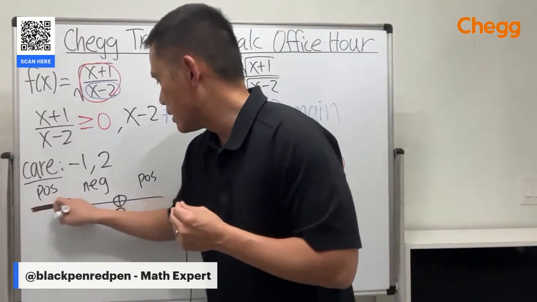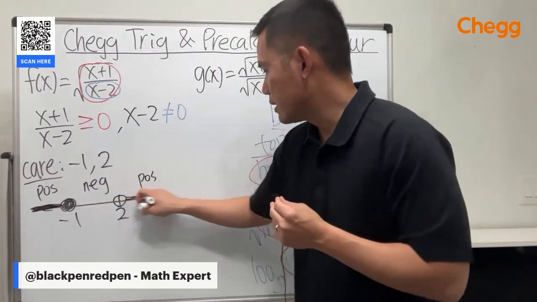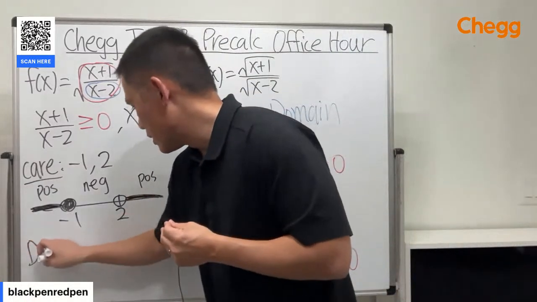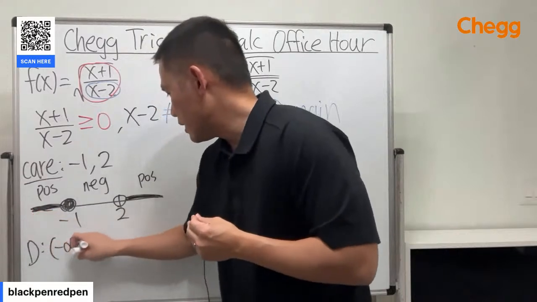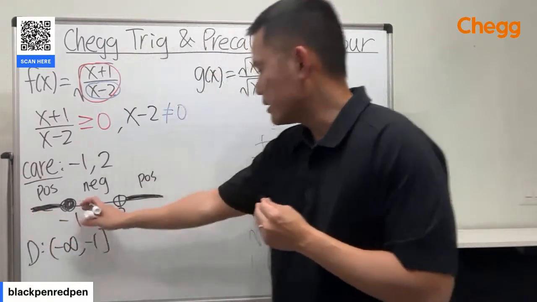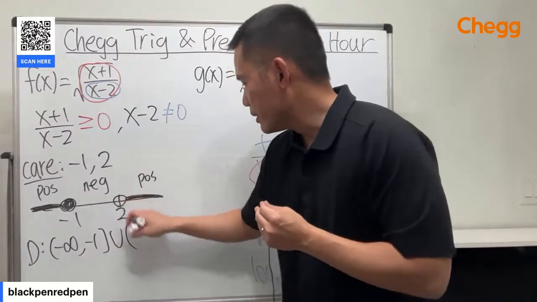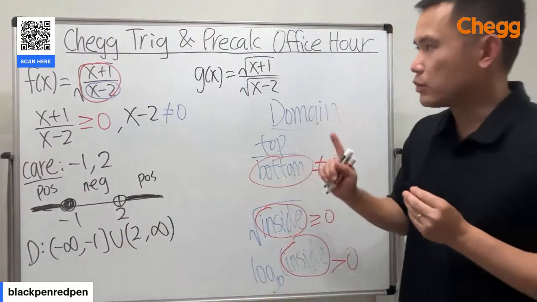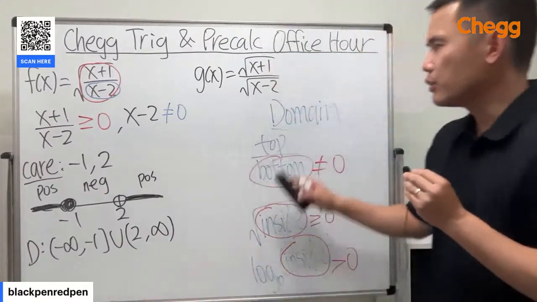So we want this, not that, and this. So for the domain right here, we go from negative infinity up to -1, including -1, but not including the 2, just like that. So that's the domain for this function.